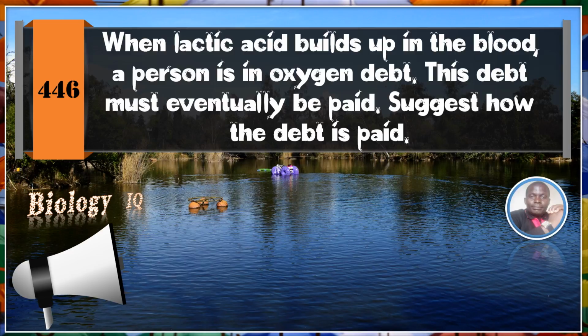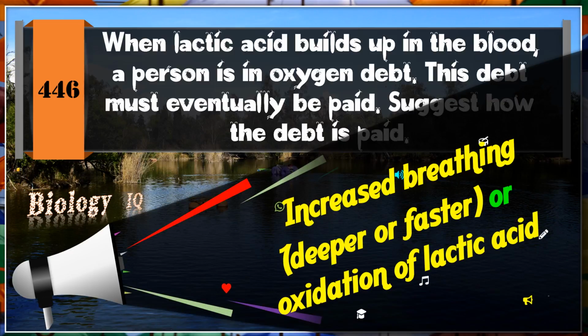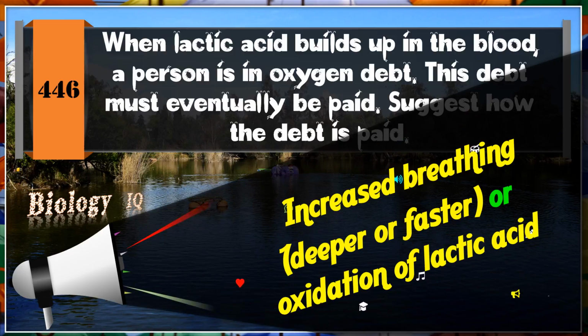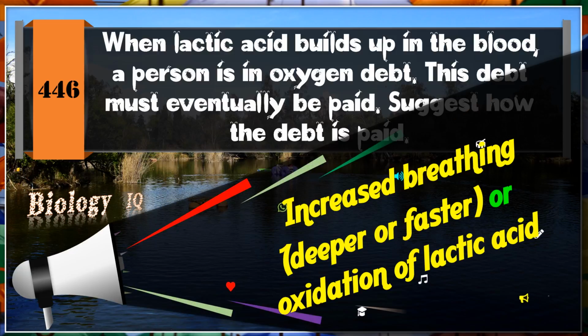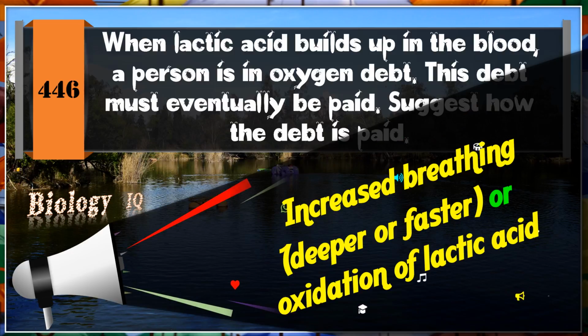When lactic acid builds up in the blood, a person is in oxygen debt. This debt must eventually be paid. Suggest how the debt is paid. Through increased breathing, that is deeper or faster, or oxidation of lactic acid.